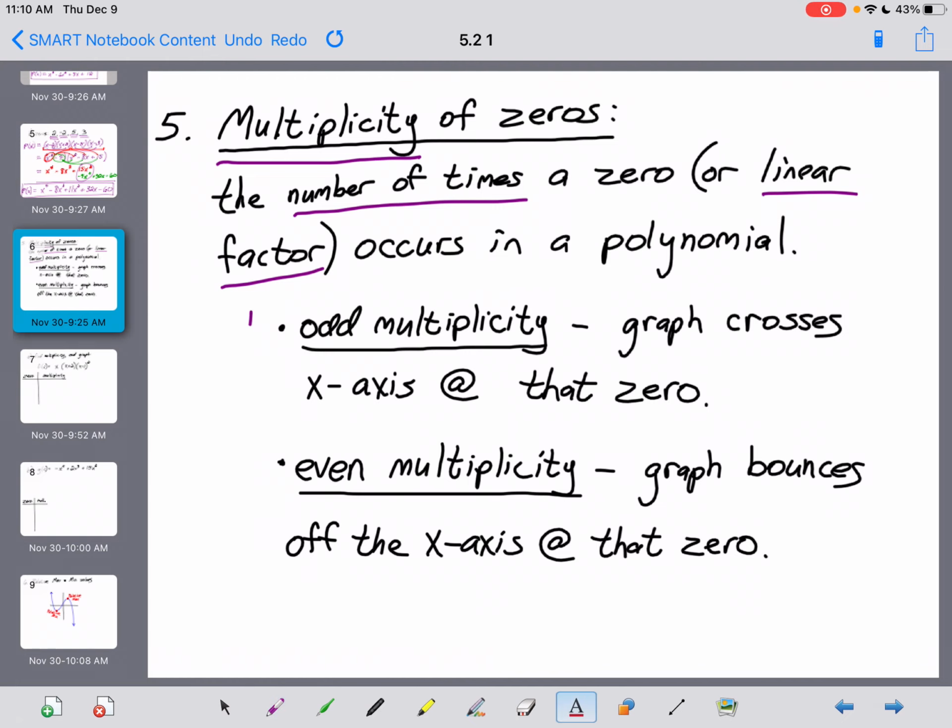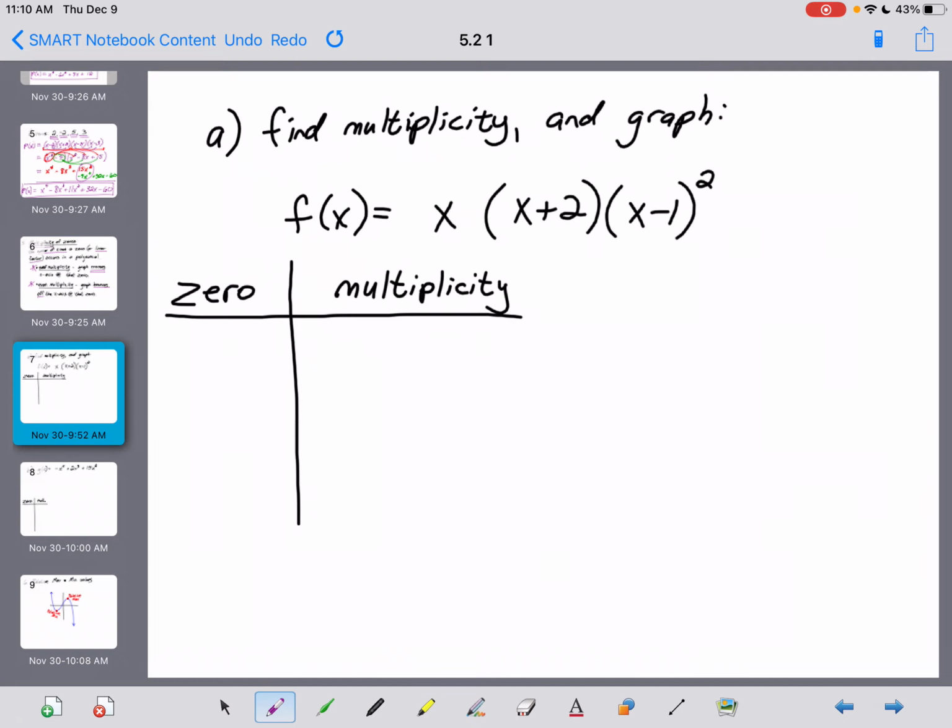This case right here is the one that happens more often. When you have an odd multiplicity, a multiplicity of 1 or 3 or 5, your graph crosses the x-axis at that spot. But, and this doesn't happen as often, when you get an even multiplicity, which is usually 2, but it could be 4 or 6 or 28, the graph bounces off the x-axis, but it doesn't cross at that particular point. So let me show you what that looks like, guys.